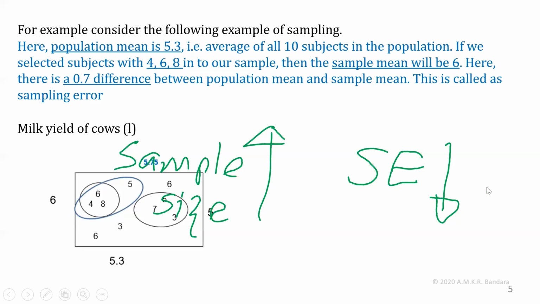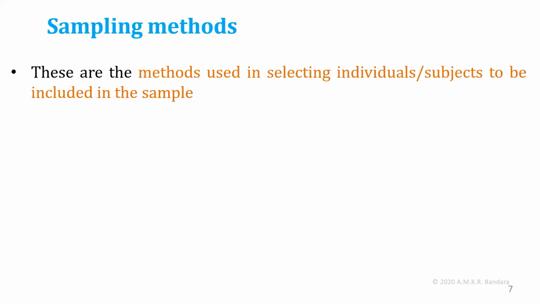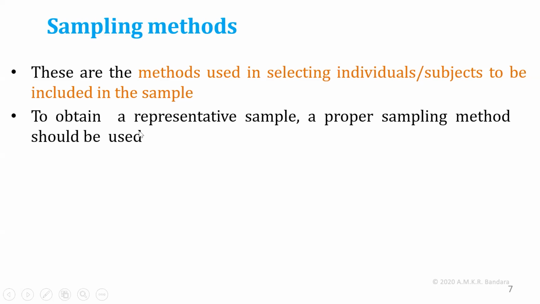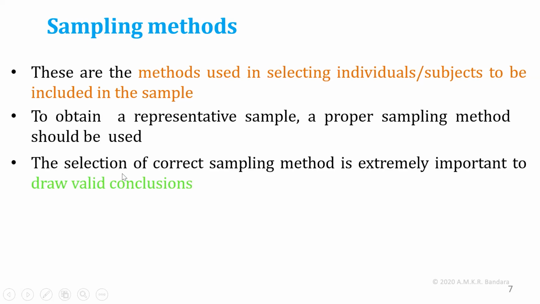Since the sample highly represents the population, then we will study the different sampling methods available to draw a representative sample. These are the methods used in selecting individuals or subjects to include in the sample. To obtain a representative sample, a proper sampling method should be used. The selection of the correct sampling method is extremely important to draw valid conclusions from that sample.